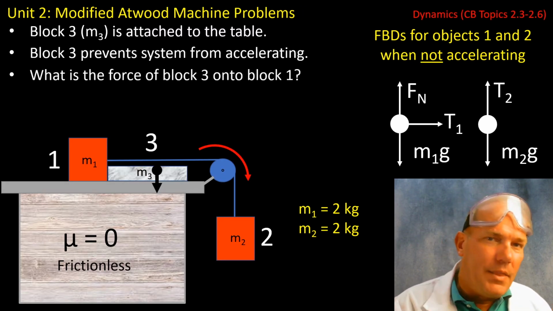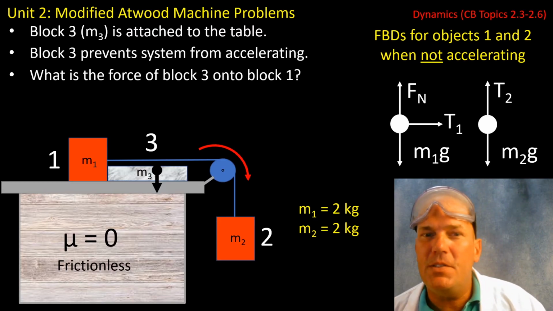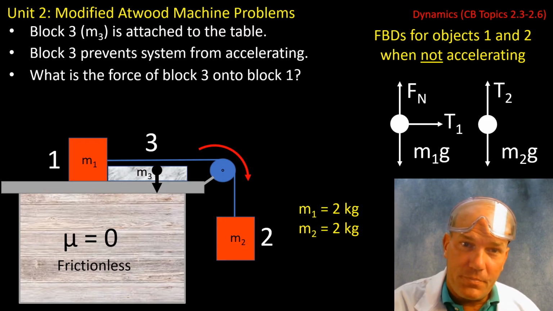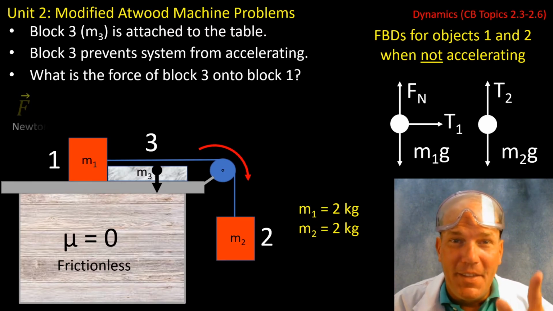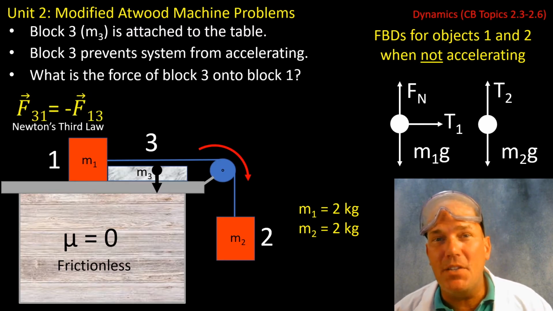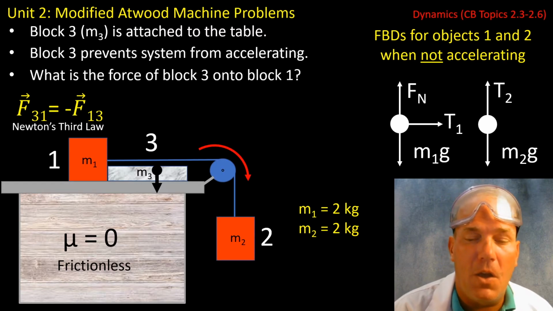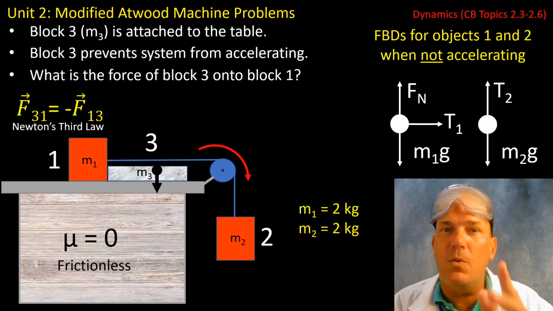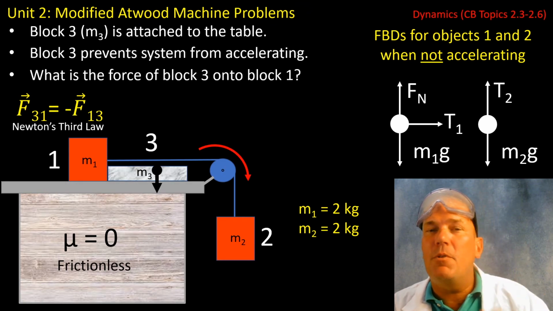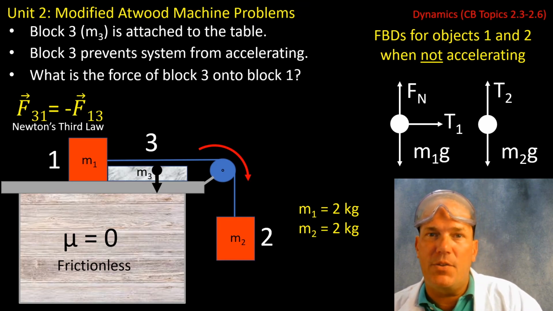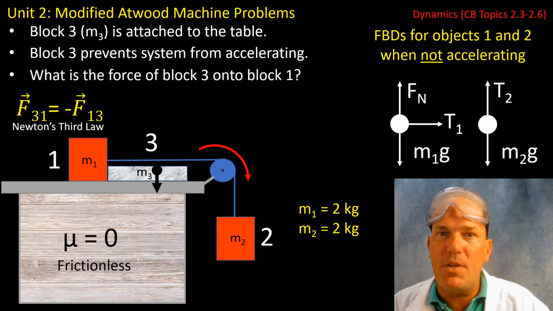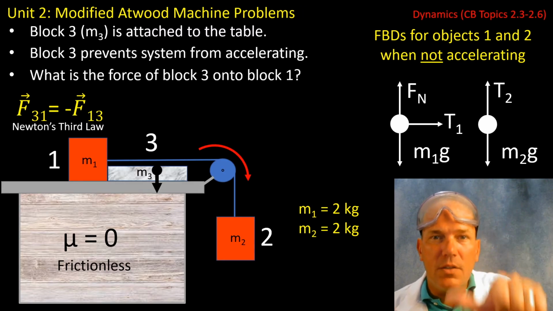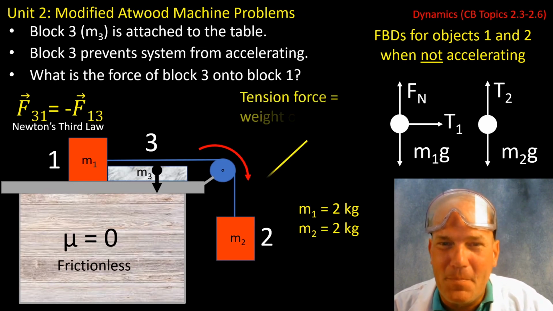So, let's ask the question, what is the force of block 3, the one that's attached to the table, onto block 1? And I know what you're thinking. This is yet another application of Newton's third law. So we're going to look at these mutual force pairs. In this case, we're going to look at one mutual pair, and that would be between object 1 and object 3, where we can state that the force of object 3 onto 1 is equal in magnitude but opposite in direction to the force of 1 onto 3.